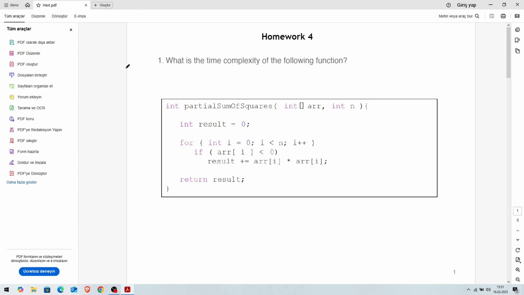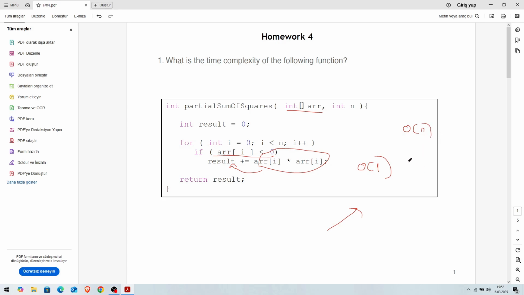Firstly, take a pencil and let's start with the first question. When we look at this function, it visits each element of the input array exactly once. It checks whether the element is negative, and if it is, it squares it to do the sum. These checks and the addition operation are performed in constant time, like O(1). Consequently, as the array size n increases, the execution time grows linearly, and therefore the time complexity of the function is expressed as O(n).